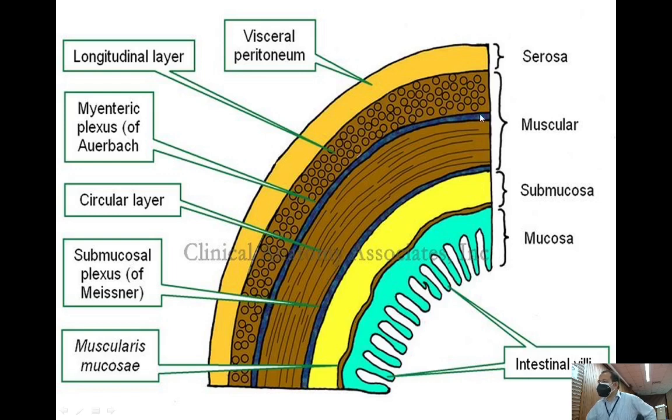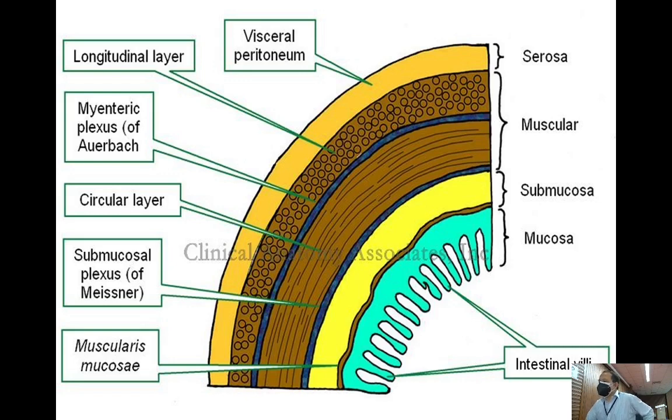Okay, the number of neurons here is said to be equal to the number of neurons in the spinal cord. Combined, that means you combine this one and this one. You add up the number of neurons. You'll find that the number of neurons in what we call the enteric nervous system is equal to the number of neurons in the spinal cord.